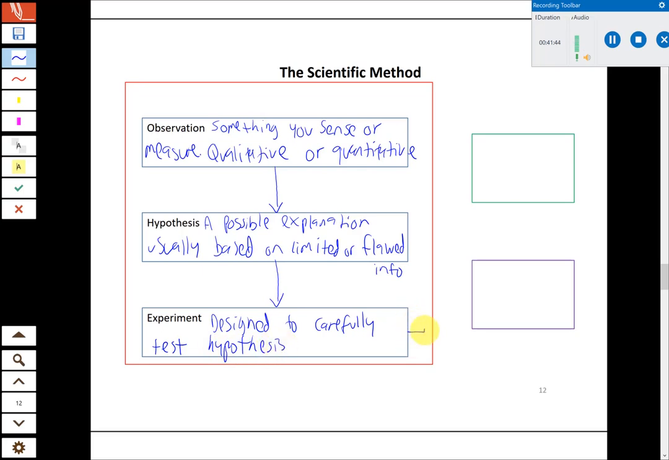And this whole process then just cycles over and over again. So the experiment leads to more observations that you make, and then you're going to use those expanded set of observations to refine your hypothesis and keep going around and around until you're satisfied that your hypothesis is fully consistent with all the observations that you've made.